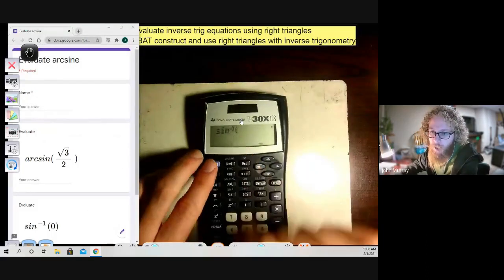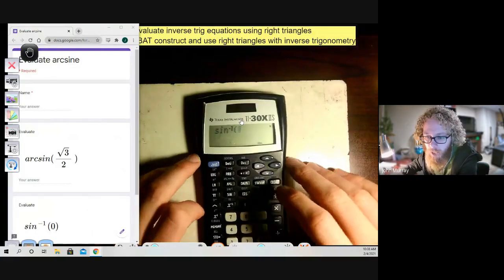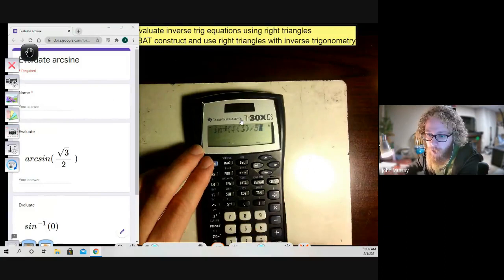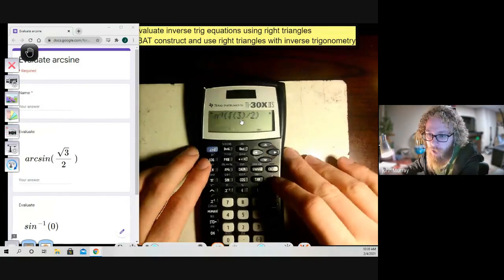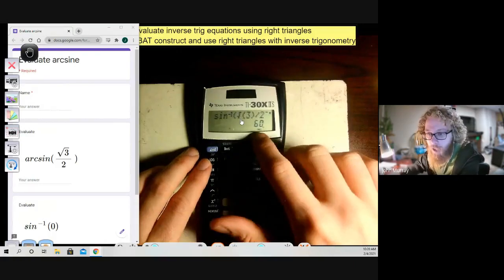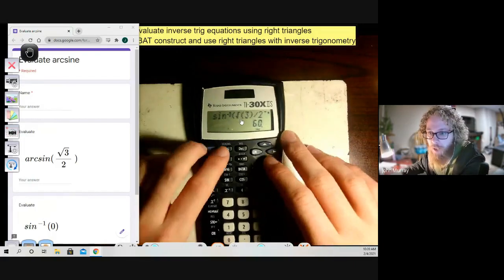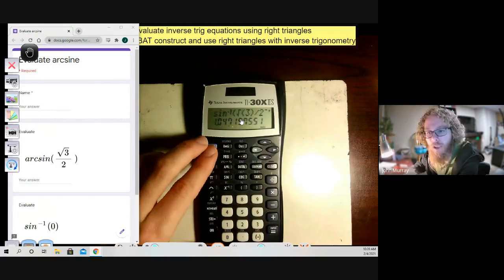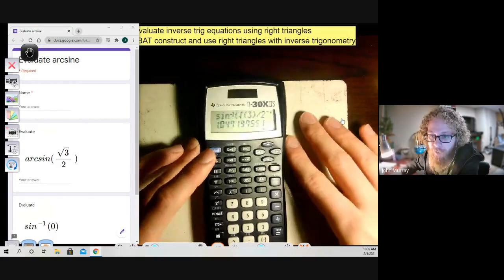So remember, arcsine is the same as sine to the -1st power. Now with a calculator like this, I can type in the square root of 3 divided by 2 right away, just like that. And because I'm in degree mode, I get that 60. 60 degrees is what we said. Let's switch over to radians. And we do get the 1.0471, about 1.05.